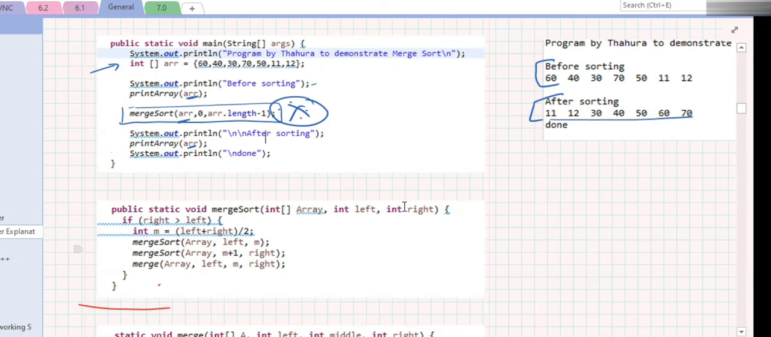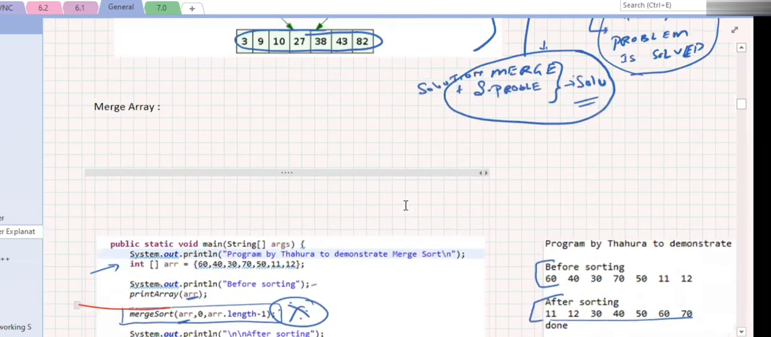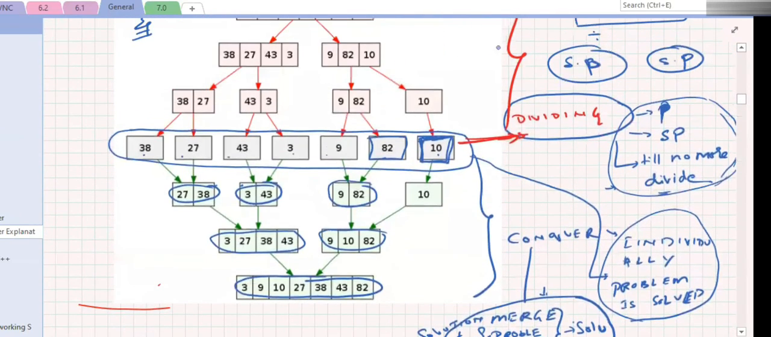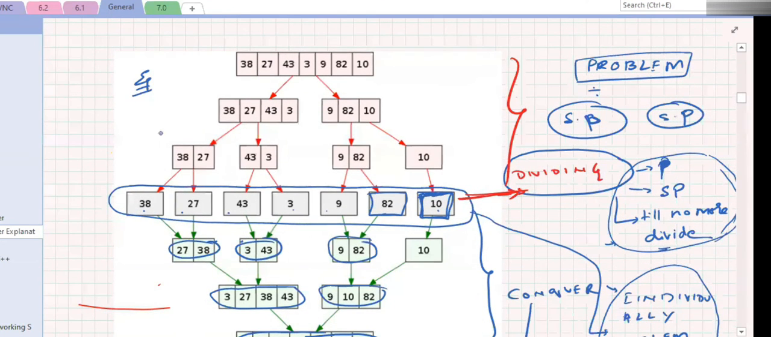Now, one more thing. Let me go back to the problem. If you see here, we are doing the same operation again and again. So here we have an array. What it did was it divided the array into two sub-arrays, right? What did we do here?